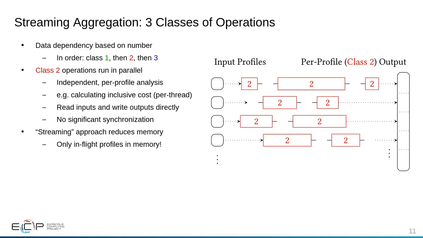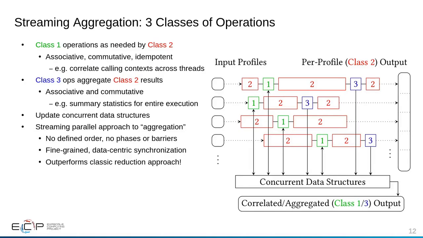The simplest restrictions are on Class 2 operations, which must operate independently on each performance profile. An example of this is calculating inclusive cost metrics for each application thread and GPU stream. As shown in the figure on the right, these operations run in parallel with no notable communication. Each thread independently reads in performance data and writes out per-profile analysis results with little to no synchronization. This streaming approach limits the memory footprint used during analysis. Only profiles being actively processed are loaded into memory. This allows a single process to analyze as many profiles as needed without exceeding the memory on a single compute node, improving our scalability. Of course, performance analysis with this restriction would not be particularly useful.